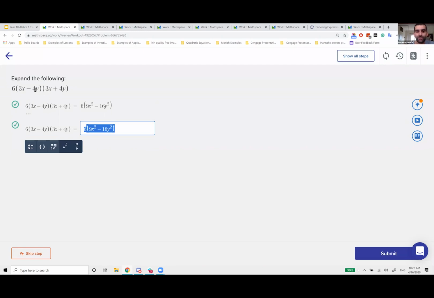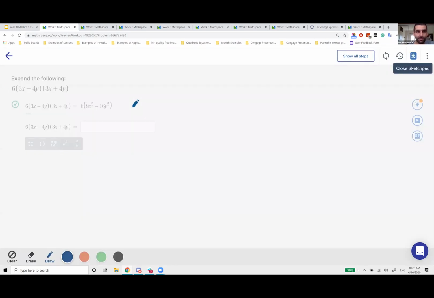Okay, from here, it's simple expansion where we just have a number out the front. We just multiply by that and then multiply that by that.